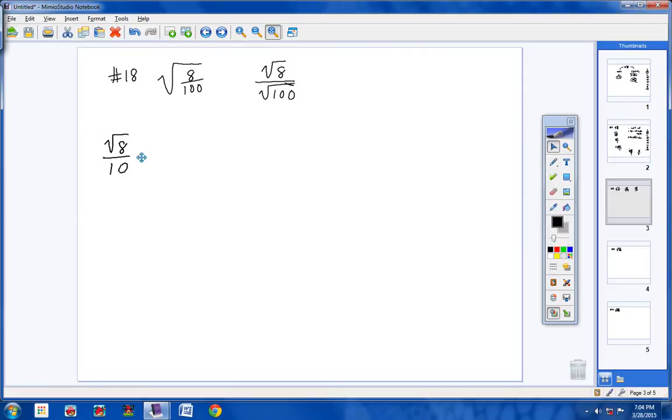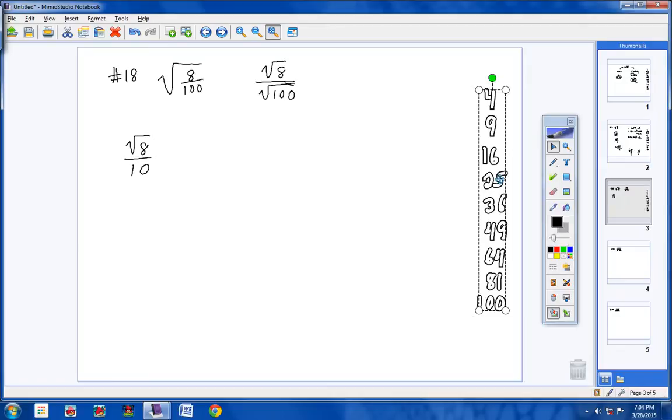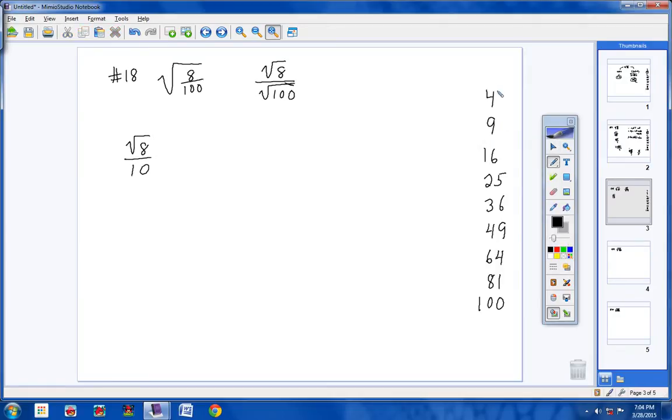Let's take a look at our list of perfect squares. Do any of these numbers over here go into 8 evenly? 4 does, right here. So I can rewrite my 8 like this: 4 times 2 all over 10. Now, which one of these two numbers do I know the square root of? 4. So cross off the 4, and the square root of 4 is 2. So put a 2 on the outside. So now I have 2 square root of 2 all over 10.